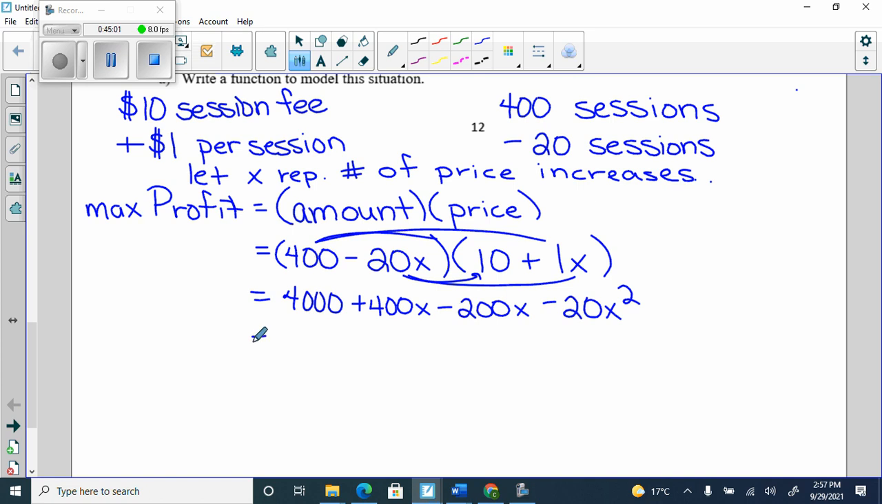So we're going to go minus 20x squared plus 200x, I'm putting these together, plus 4,000. You complete the square. Go.